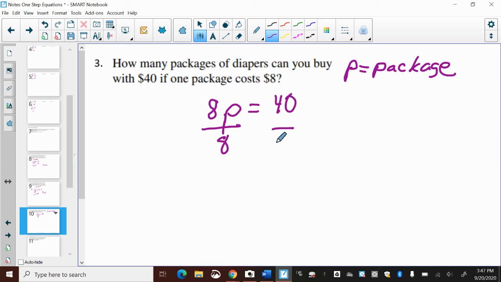The opposite of multiplying is to divide. What you do to the left, we do to the right. And you get P is equal to 5. So our final answer would be 5 packages.